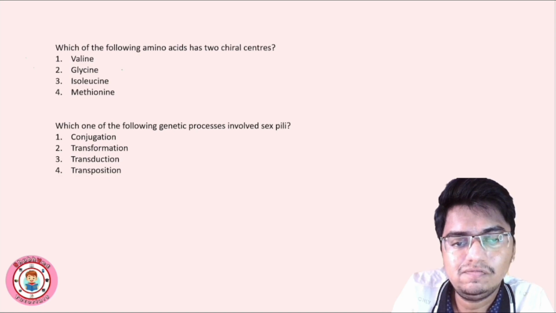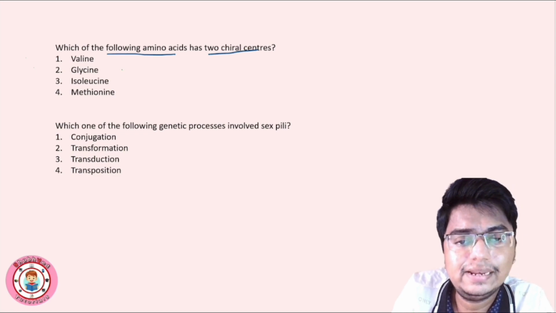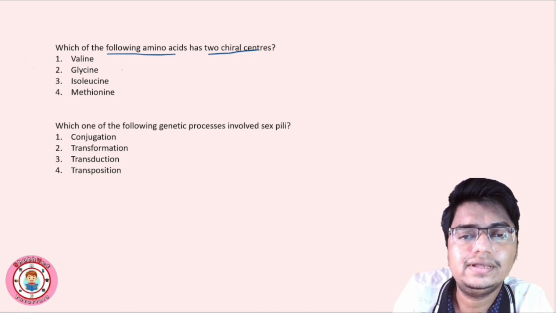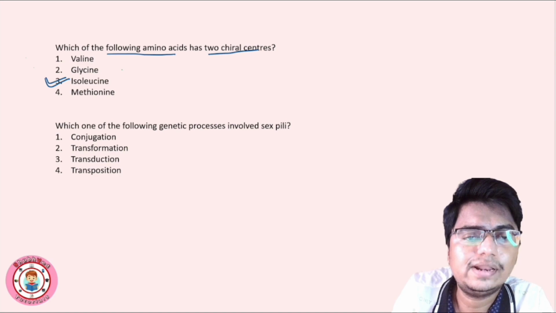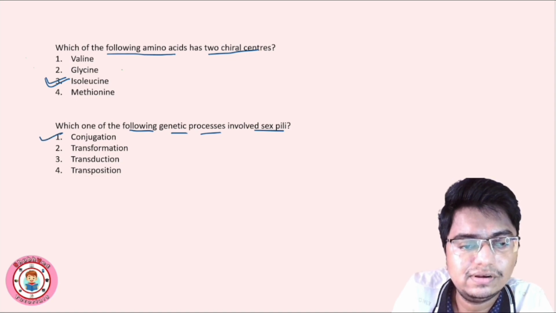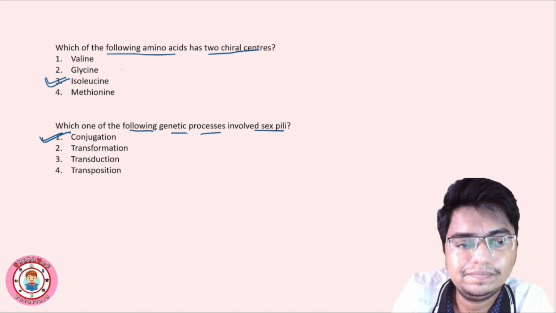Next question. Which of the following amino acid has two chiral centers? Okay, now the question is about chirality. You should find out more information about chiral centers. Amino acid showing chiral centers. Which has two chiral centers? Isoleucine, right? Two chiral centers. Which of the following genetic processes involve sex pili? Very easy, conjugation. Sex pili are involved in conjugation, right?